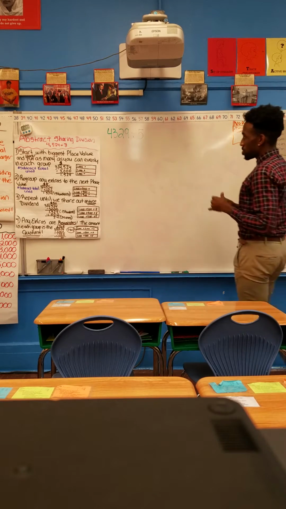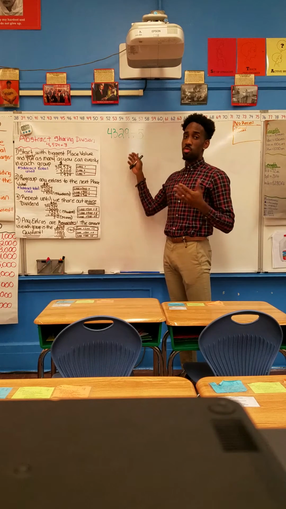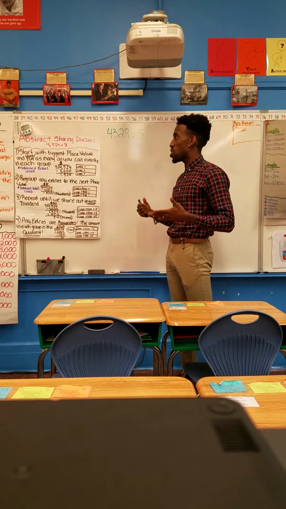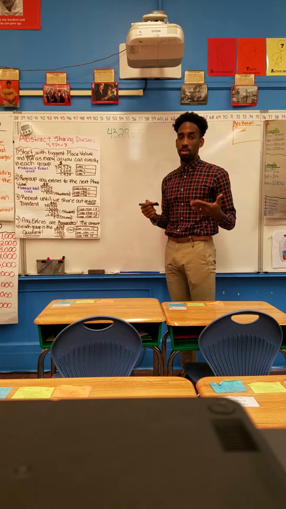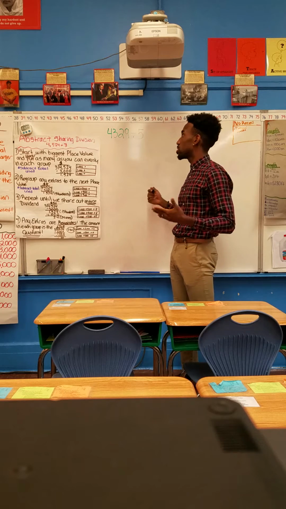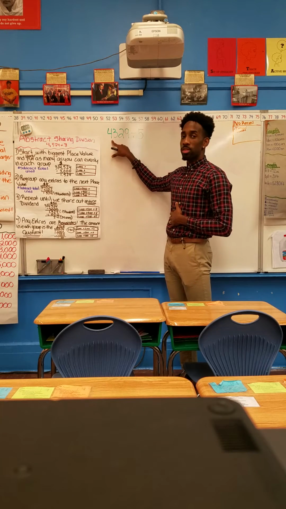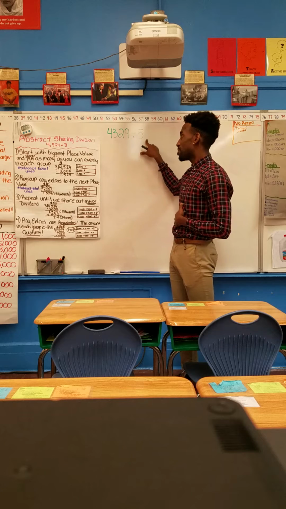Okay, so right now I'm going to show you how we can solve a division problem using the abstract sharing division. It's just like the same that we would share with using place value blocks, except now we're just using numbers. So our example is 4,329 divided by 5.